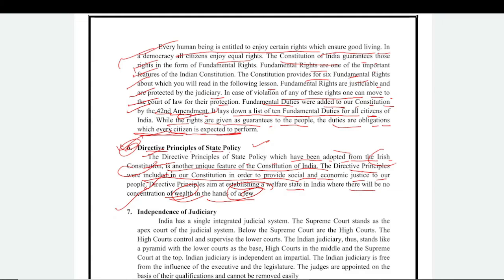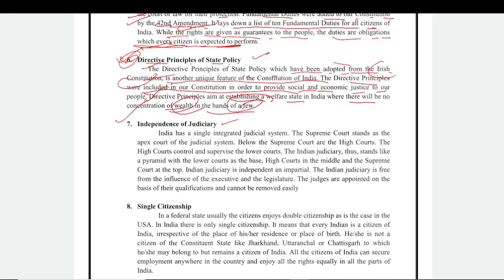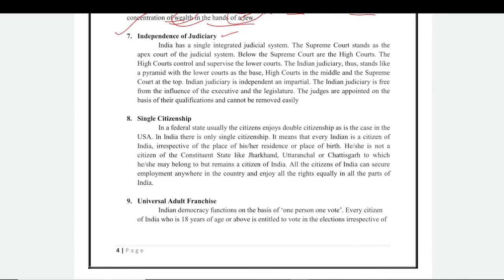Number seven, the salient feature of the Indian Constitution, independence of the judiciary. India has a single integrated judicial system. The Supreme Court stands as the apex court of the judicial system. The topmost court in India is the Supreme Court. Below the Supreme Court there are the high courts. The high courts control and supervise the lower courts. The Indian judiciary thus stands like a pyramid with the lower courts as the base, the high courts in the middle, and the Supreme Court at the top.